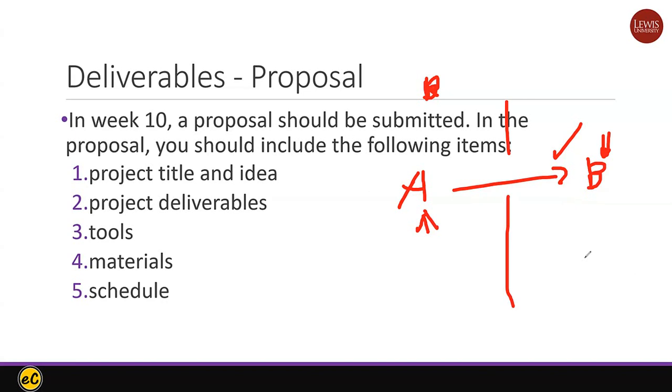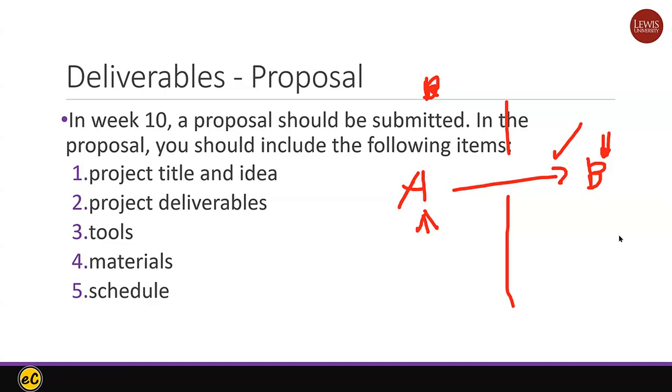But of course, we are expecting you to write a proposal for your own term project. Don't copy from somewhere else. Again, if you copy, we will give you a very low score, okay? Is that okay? Yeah.